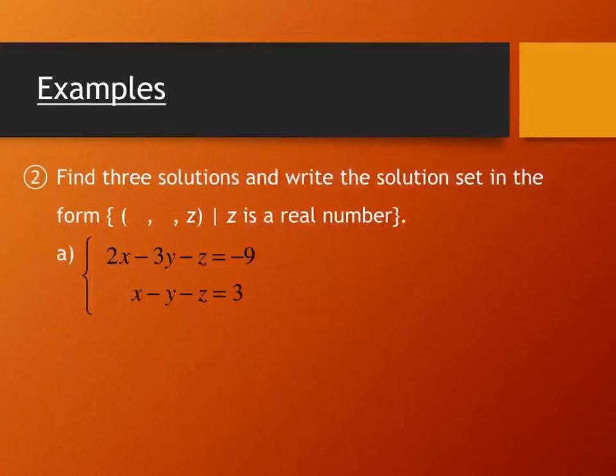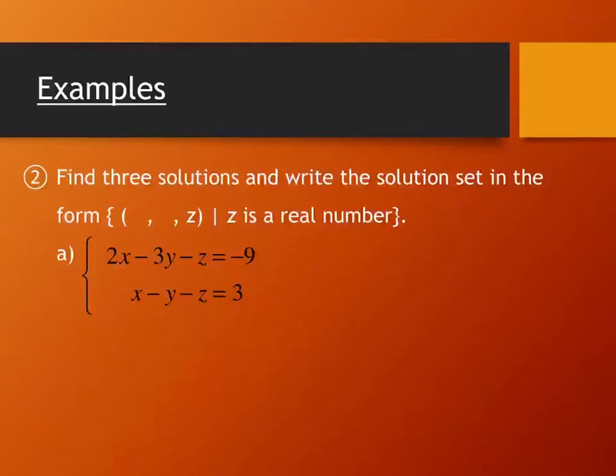You'll notice the directions are slightly different. It says find 3 solutions. It also tells you to write the solution set in the form, and there's a blank and a z, where z is a real number. As we take a look at this, it looks very similar at the beginning, but of course we only have 2 equations to deal with.